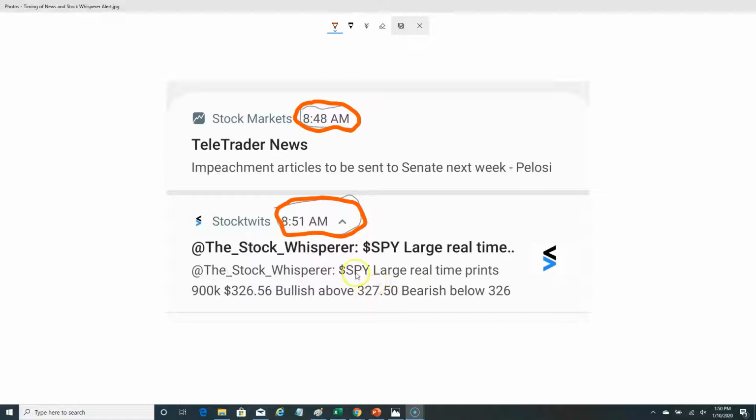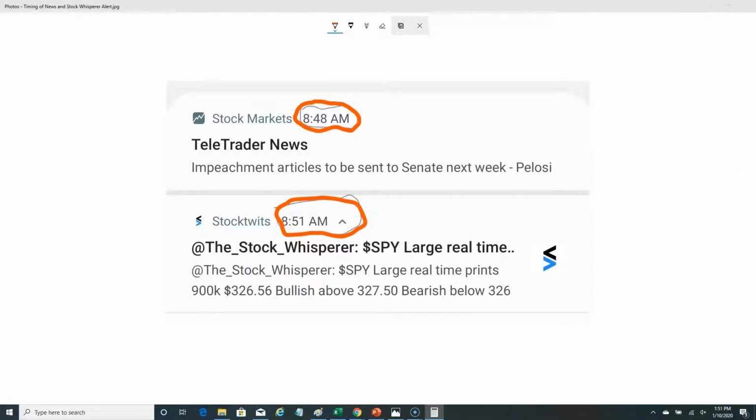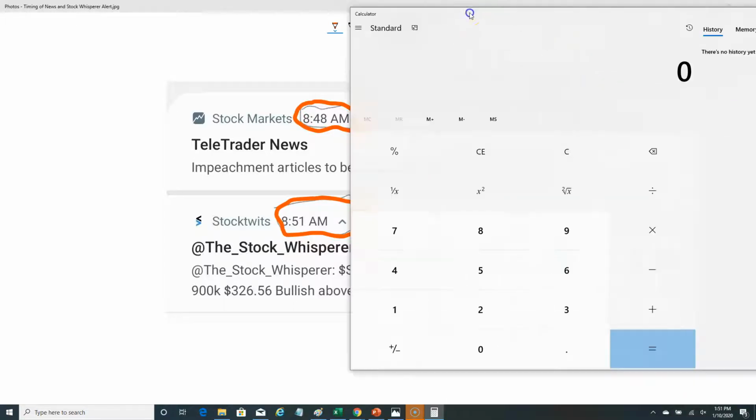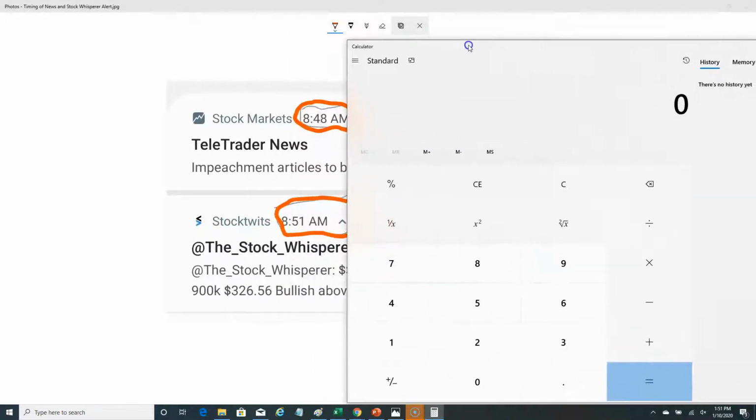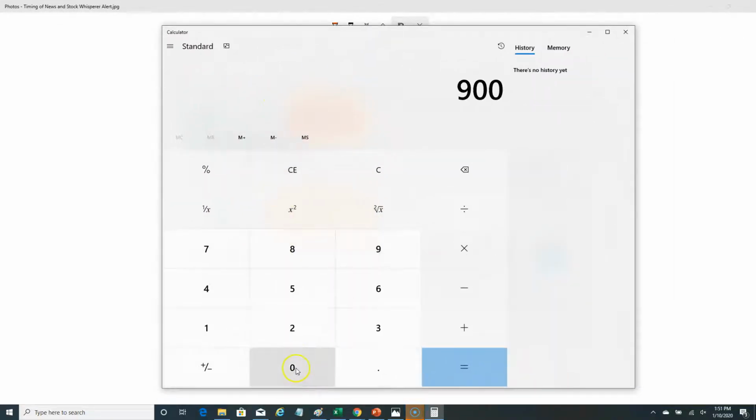So they're trading the stock. In this case, we could say, oh, what's the big deal? Because 900,000, if we take our calculator here, sorry. Let's bring the calculator over here. 900,000 shares at 326.56. How much is that in terms of money? Yeah, 900,000 times 326.5. Okay, people, we are talking a lot of money. This is a big print. Almost $300 million.